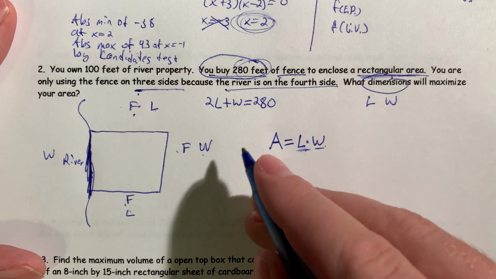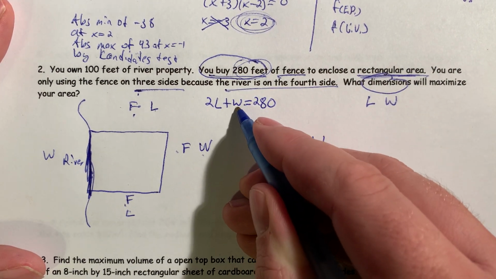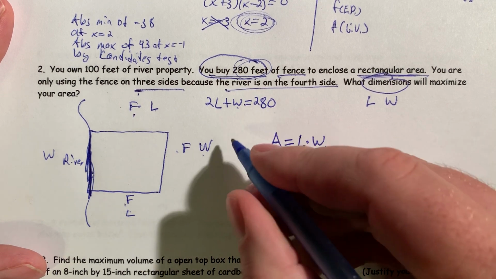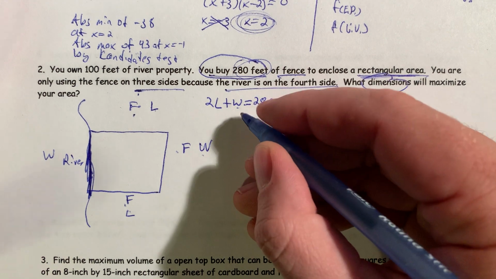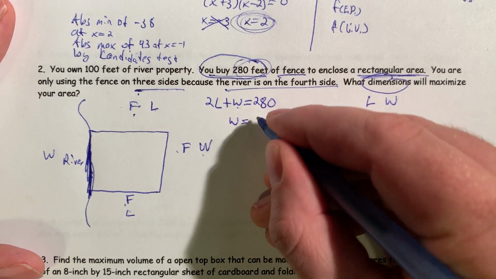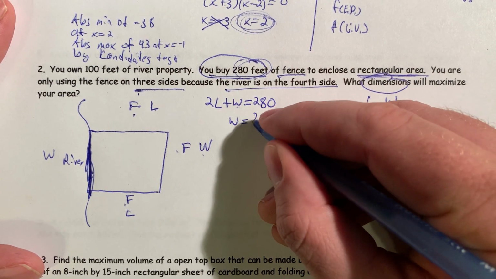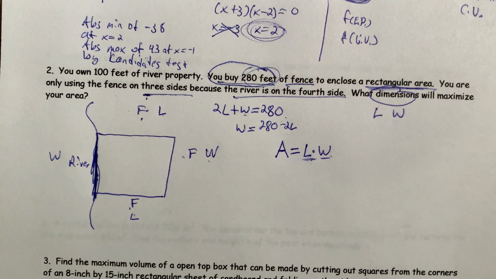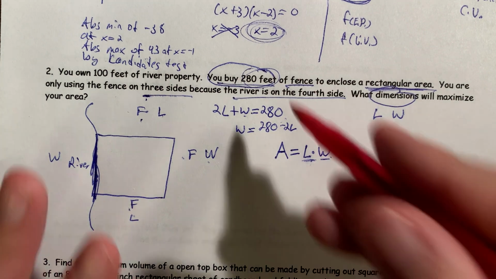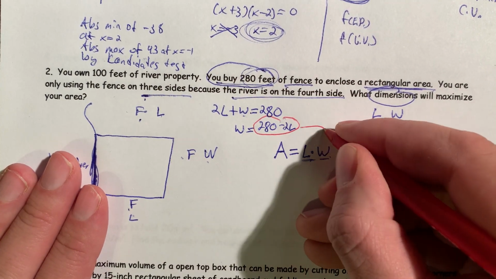And this allows us to solve for one of the variables. It looks way easier to solve for W here because you could just move the 2L to the other side. You could also solve for L, but you'd have to subtract W and then divide by 2, and you'd end up with fractions. Seems gross. So we're going to subtract 2L and get 280 minus 2L. And this is what W is. So we can take what W is equal to, and we can substitute it in for W.